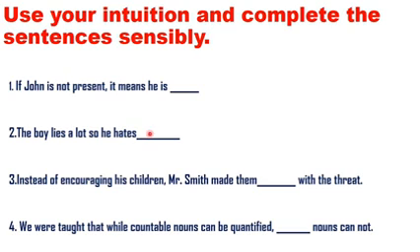What are your answers? Number 1. If John is not present, it means he is absent. Number 2. The boy lies a lot, so he hates truth. Number 3. Instead of encouraging his children, Mr. Smith made them discouraged with a threat. Number 4. We were told that while countable nouns can be quantified, uncountable nouns cannot.